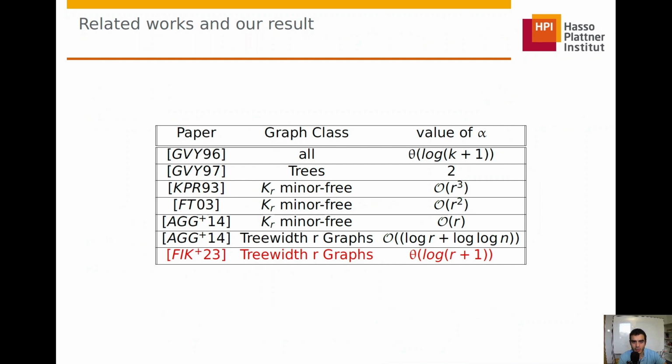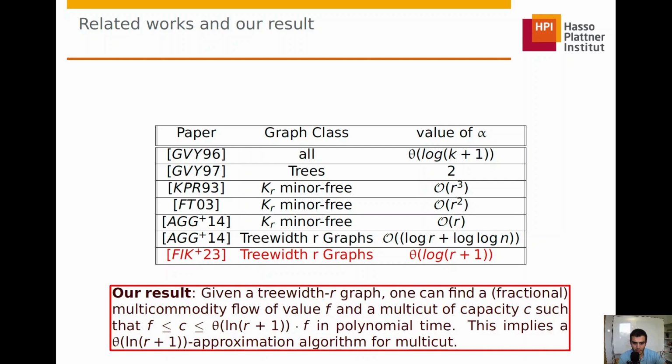Now let's jump to related works and how our results illustrate this. So this problem has been studied for the last 30 years, particularly in K_r minor free graphs and treewidth r graphs. And our result is tight for treewidth r graphs. Our result can be summarized as follows. Given a treewidth r graph, one can find a fractional multi-commodity flow of value f and a multicut of capacity c such that f ≤ c ≤ β(log r + 1) times f in polynomial time. And we provide an algorithm for that.